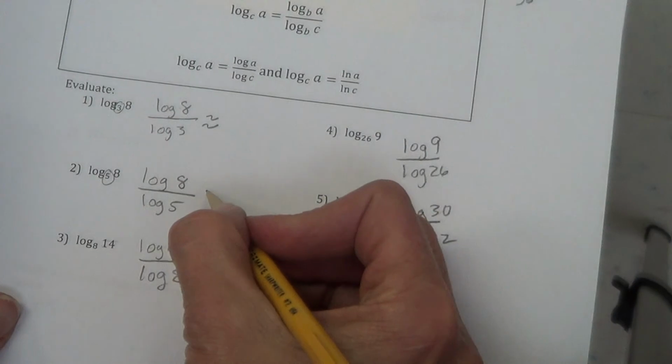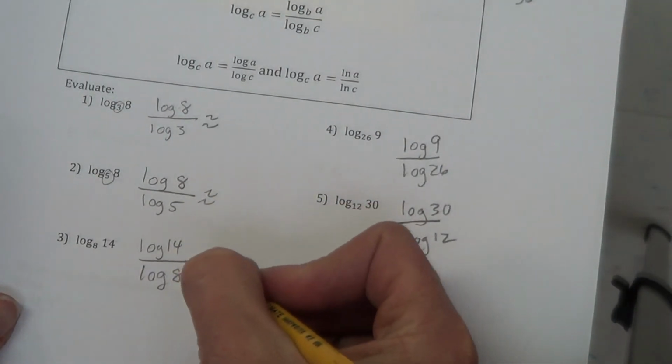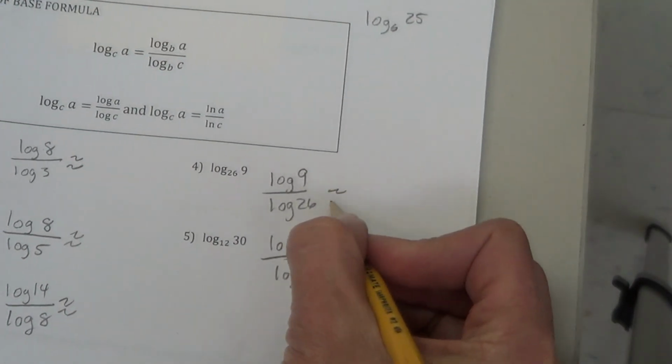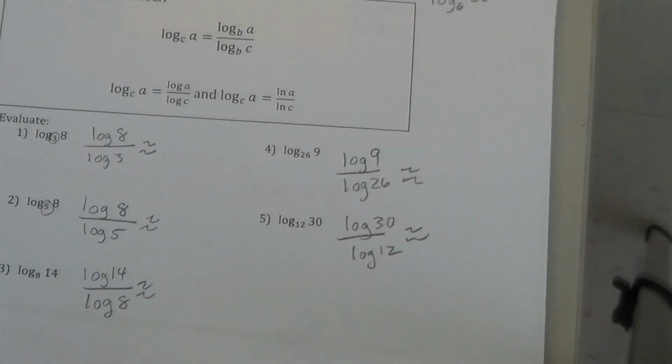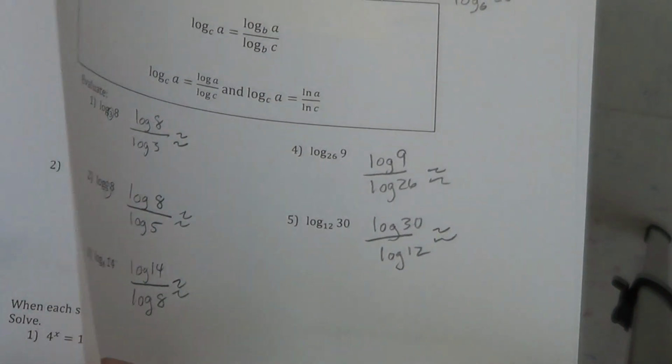All of the answers you'll end up rounding, I believe. So just put an approximate or about symbol there. And go ahead and use the calculator when you come to class.